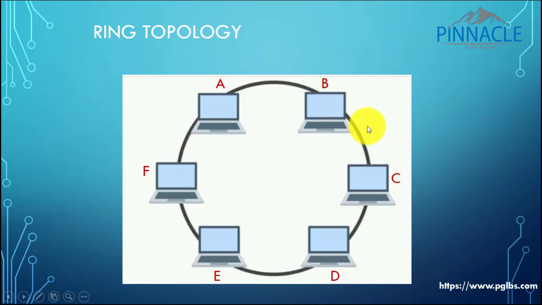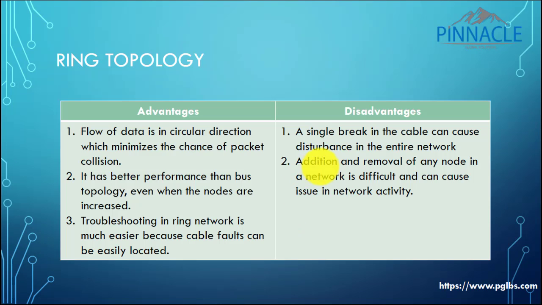For example, if the break in the cable is between B and C, suppose this cable is broken due to some reason, then the entire network would be hampered. And addition and removal of any node in the network is difficult and can cause an issue in the network activity.